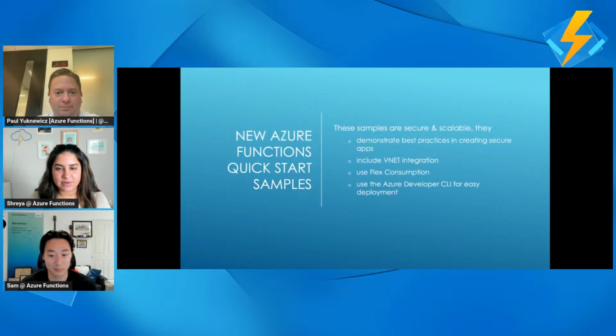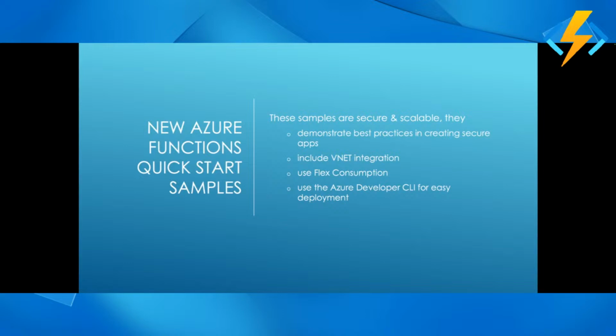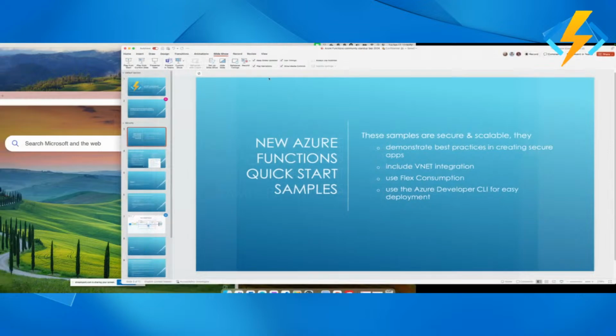The new samples that we've created are secure and scalable, and they really show best practices in creating secure apps. They also leverage Flex consumption, which is our newest hosting plan. They use VNet integration, and they also use the Azure Developer CLI for super easy deployment. So I'm going to show you all how you can find those today.